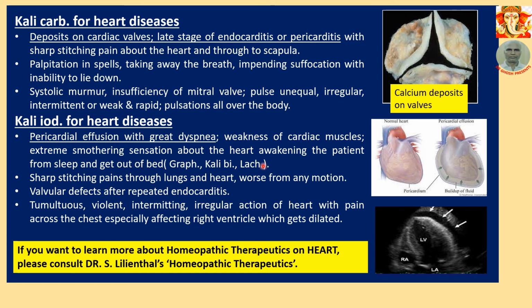Graphites, Kali bichromicum, Lapis. All these medicines have the same symptoms. Sharp stitching pain through lung and heart. Worse from any motion. Valvular defects after repeated endocarditis. When there is endocarditis, an inflammation of the internal layer of the heart, then valvular disease is almost a certainty, because all the valves are covered with endocardium. Tumultuous, violent, intermittent, irregular action of heart with pain across the chest, especially affecting the right ventricle, which gets dilated.